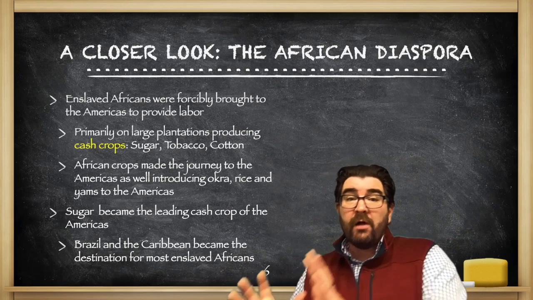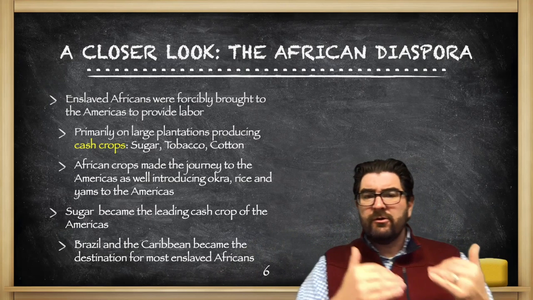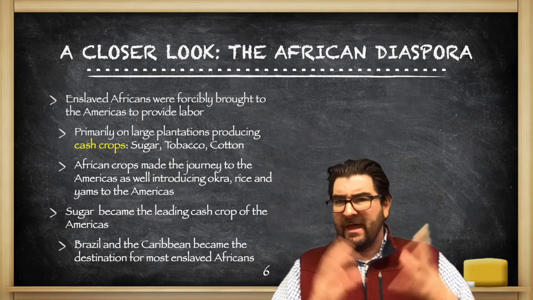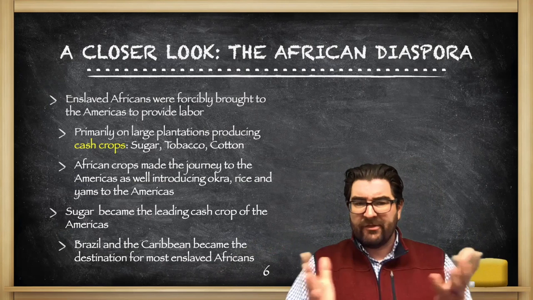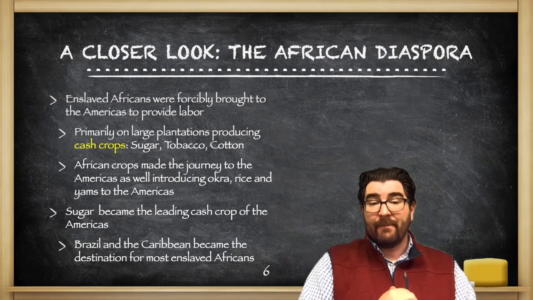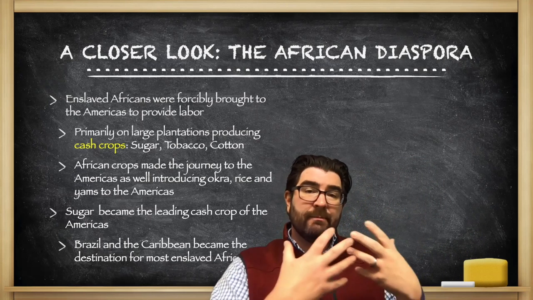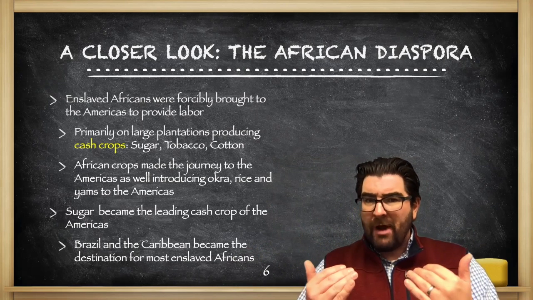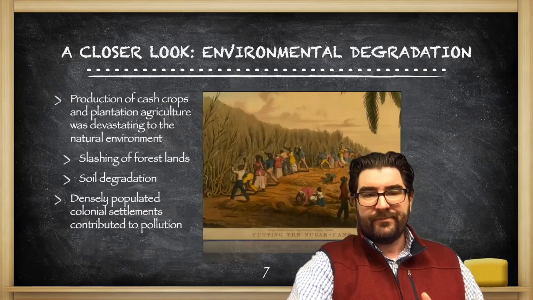African crops will also make the journey across the Atlantic, and will introduce new foods into the Americas, like okra and rice and yams that previously didn't exist in Central America, South America, or the Caribbean. Sugar becomes the leading cash crop of the Americas. Brazil and the Caribbean become the primary producers of American sugar. And so these will become the primary destinations for enslaved Africans.